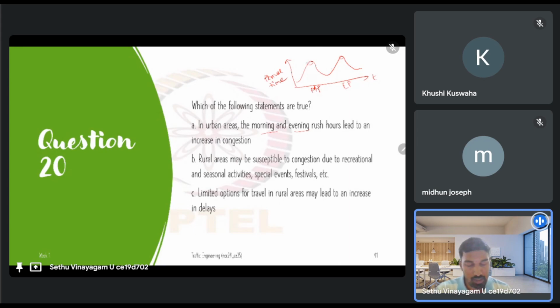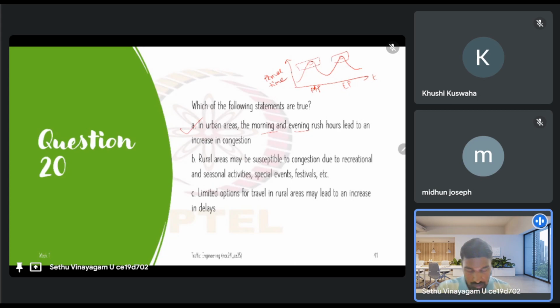This is typically observed when people are going to work in the morning time, and the evening peak corresponds to when people are returning from work to home, right? At these times congestion will be higher, and because of that your travel times will also increase. This is the typical profile that you will see in an urban area, and therefore the given statement is correct, right? We see two increases in congestion, one in the morning and one in the evening.